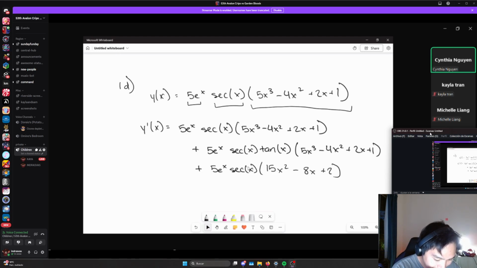In the solution for the practice midterm, I wrote the 5 all the way on the outside because technically you could pull the 5 out on the outside. Really, you could pull out a whole entire 5e to the x secant x to the outside, but you don't need to. It's all the same anyway. You'll still get your points as long as you took the derivative properly.